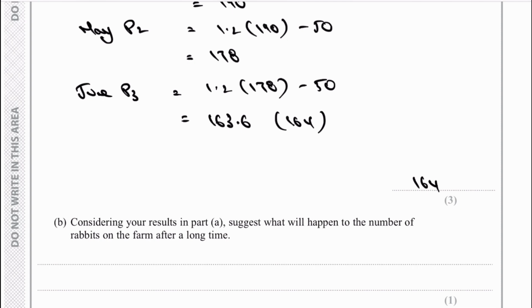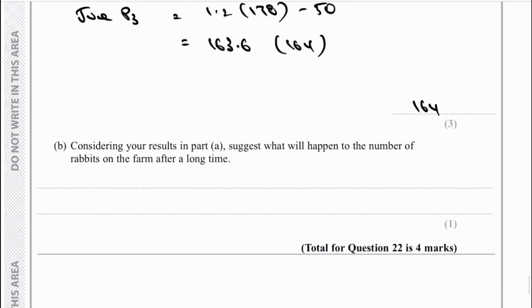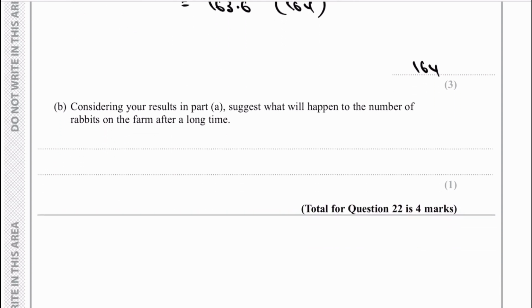And then it says, considering your results in part A, suggest what will happen to the number of rabbits on the farm after a long time. Well, after a long time the rabbit population would be 0.